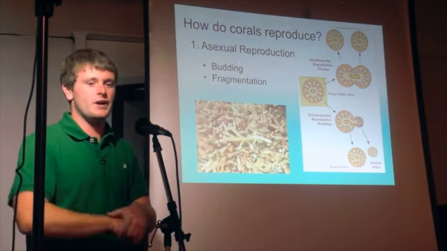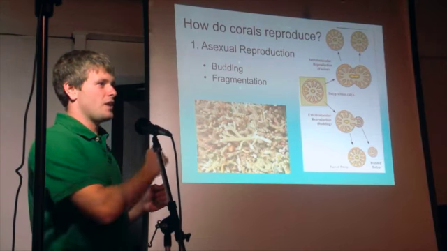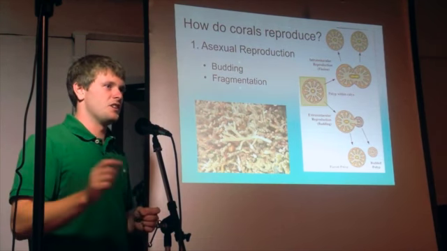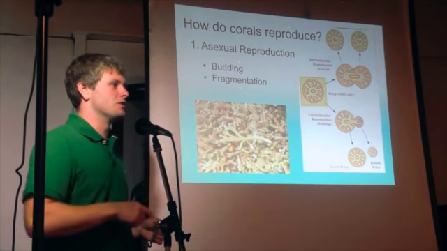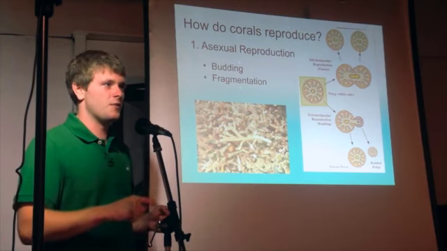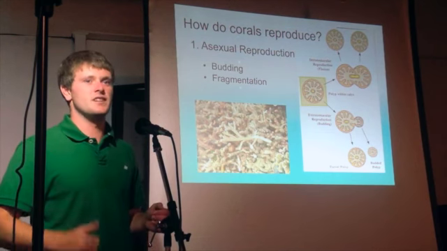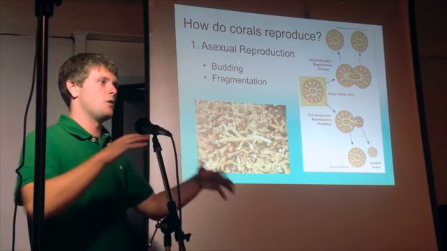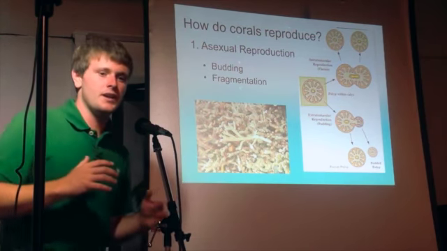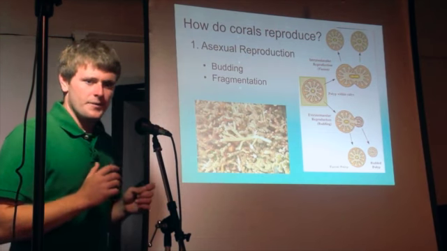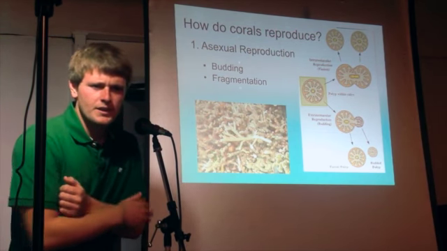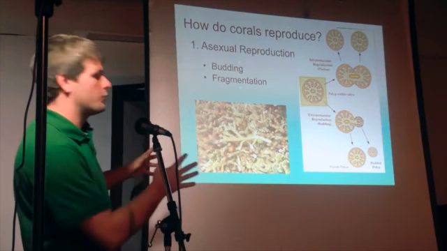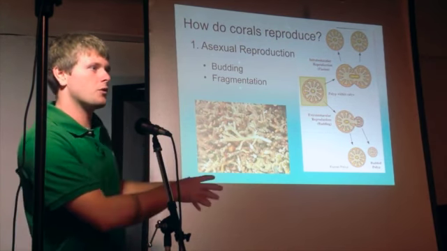One thing that's cool about that is each animal on one coral colony is genetically identical to all the other ones. So they will all suffer the same fate if they come into a certain disease or a certain water temperature or whatever. They act as one sort of coherent group. But that method, asexual reproduction, can also be used to produce another coral colony.